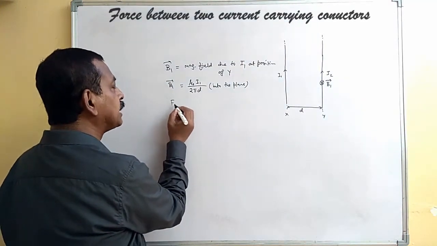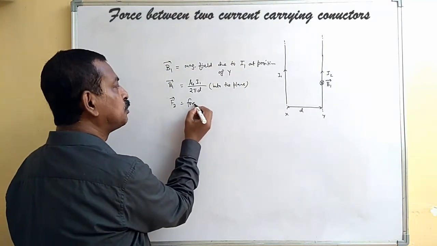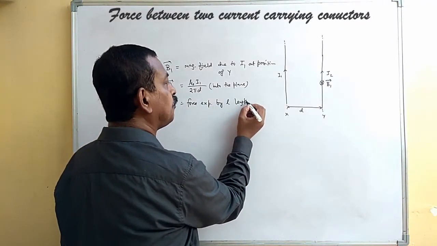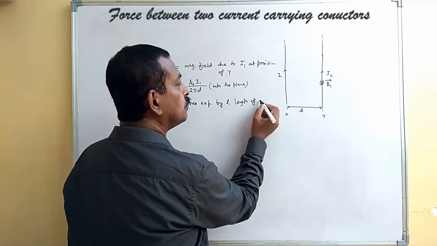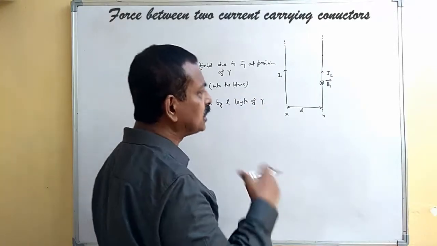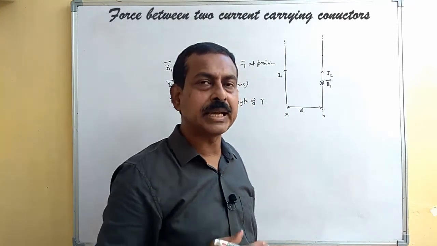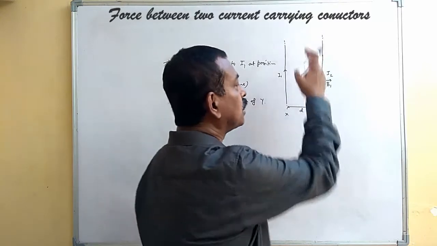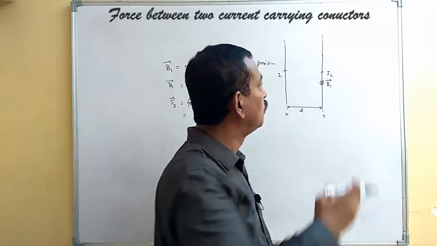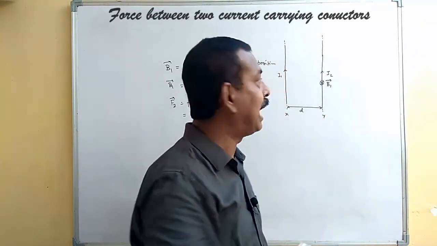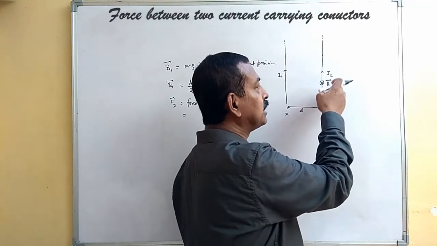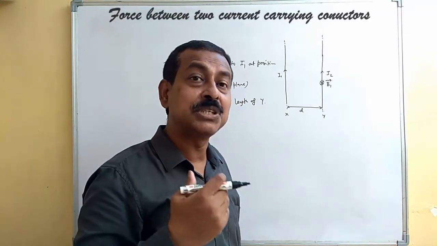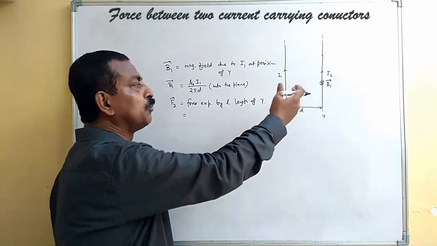Now, if I take F2 as the force experienced by L length of Y, that means the second conductor, which is carrying current I2. Because now you have a current I2 through the wire Y, and it is kept at a point where the magnetic field is B1. So obviously you now have a current carrying conductor kept in a magnetic field. So we can find the force experienced by this.